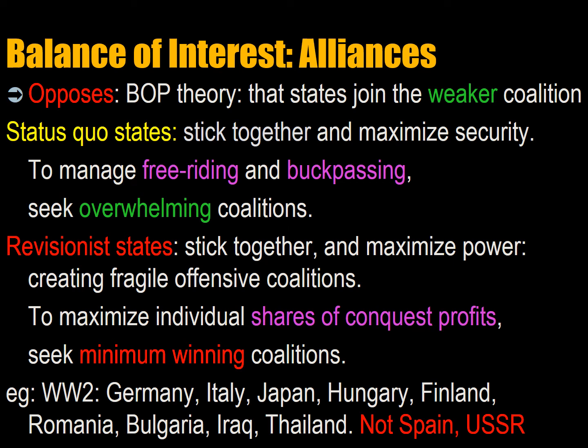These are older, more developed states, not eager to engage in war, and they're generally happy with the distribution of the benefits of the international system. China is not. It's a revisionist state. China wants to change the international institutions. It wants to change the geographic status quo in East Asia. Revisionist states usually ally together, creating a fragile offensive coalition. Revisionist states seek to maximize the individual shares of conquest profits. So they want minimum winning coalitions.